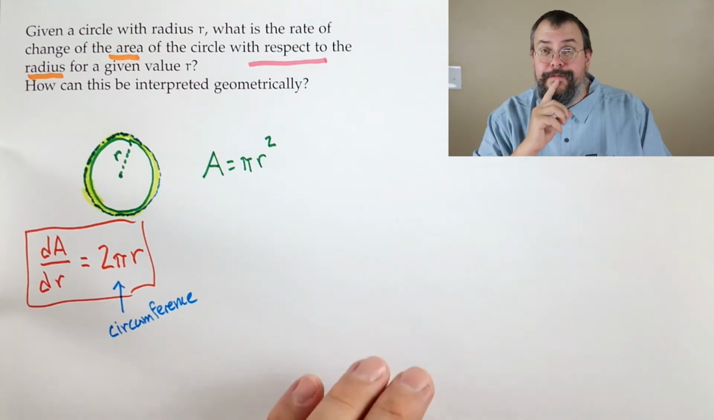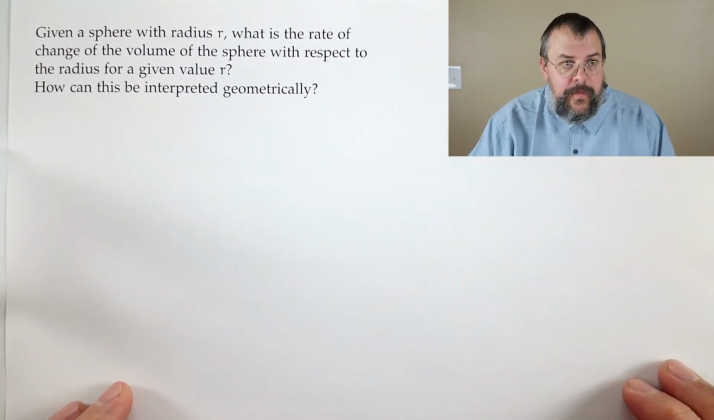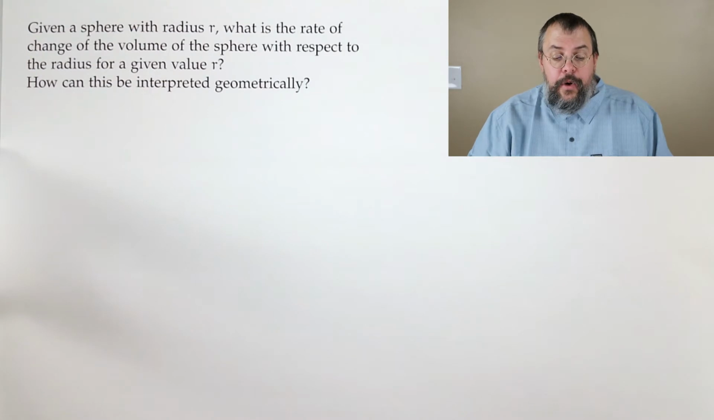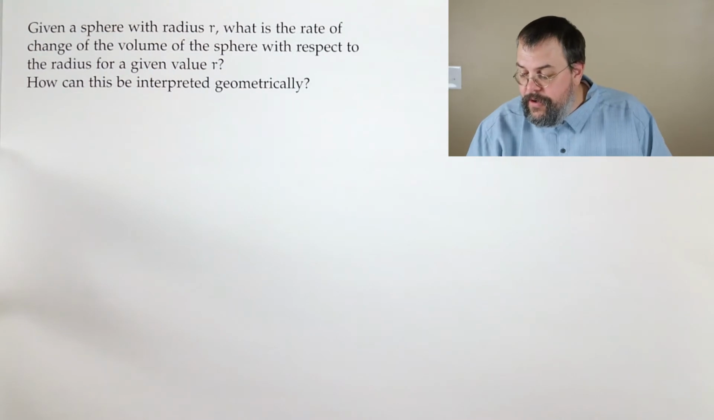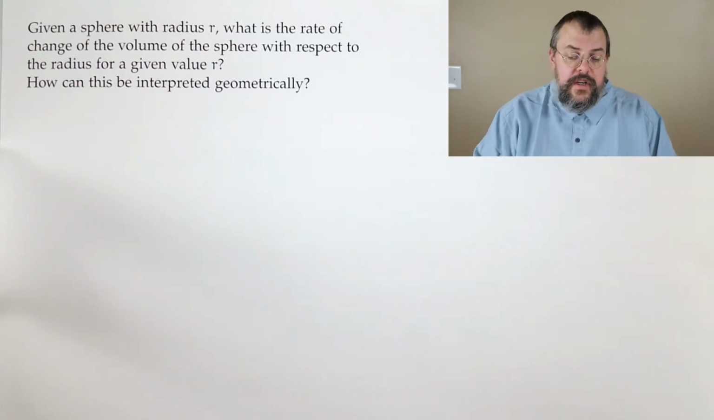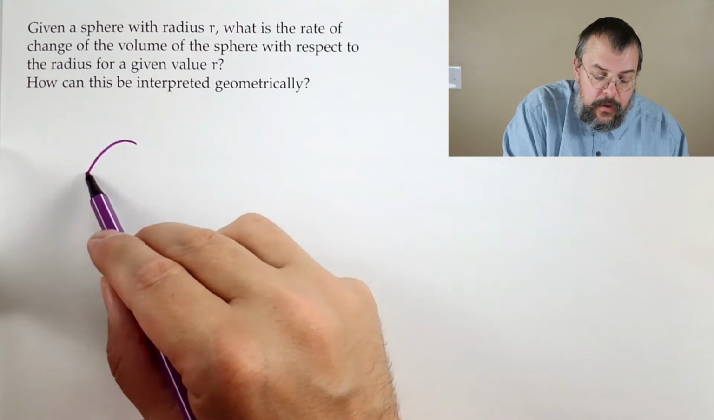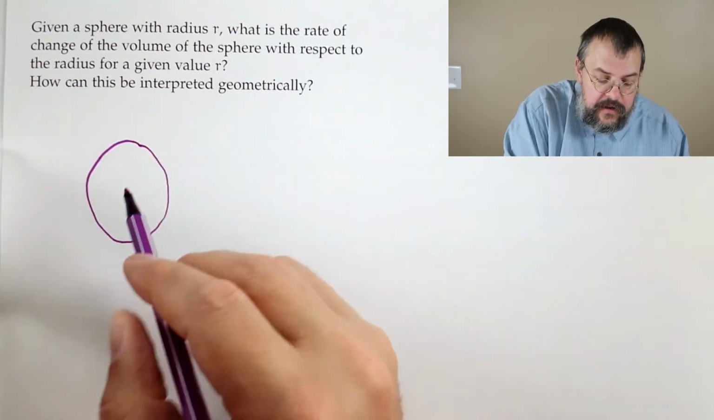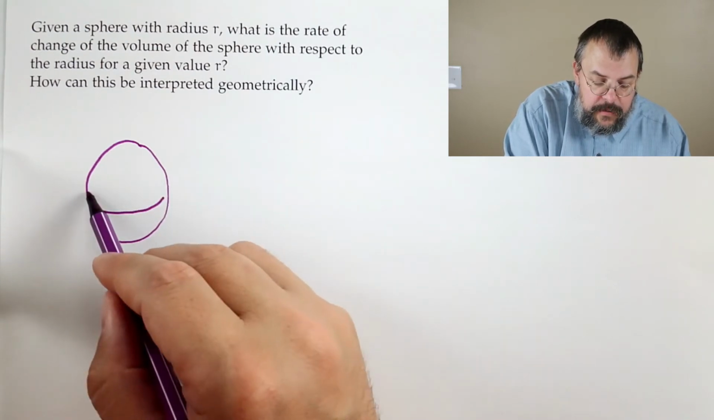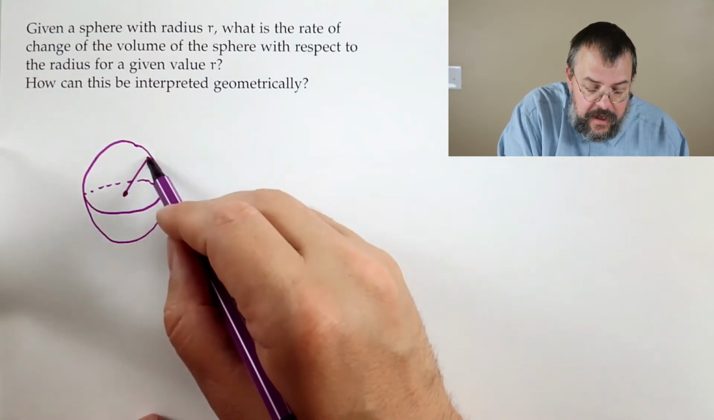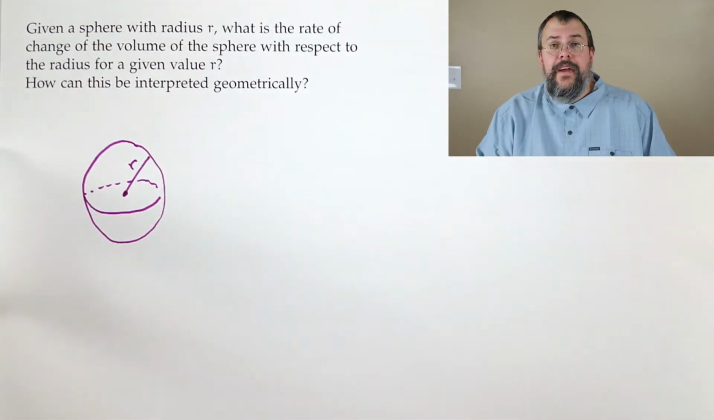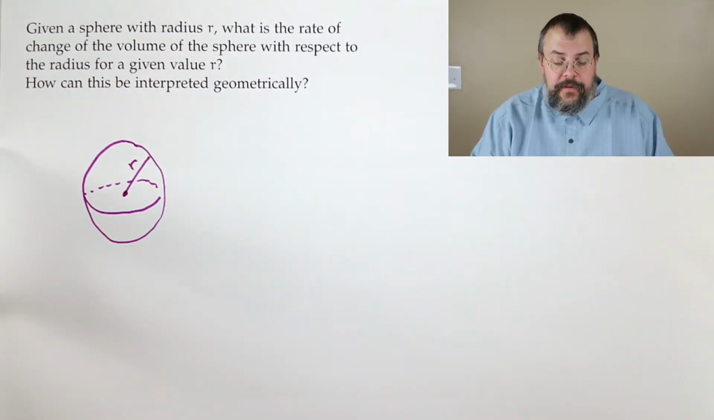Now you're probably thinking, I can see where he's going to go next. You're right. I'm going to talk about a sphere. So we're going to do a similar question. Given a sphere with radius r, what is the rate of change of the volume of the sphere with respect to the radius for a given value of r? Now, very similar question. So again, we can imagine we have our sphere. So let's say this is our sphere, and it's three-dimensional, so we'll give it a little bit of a ring around the center there. And here's our center, out some radius r. All right, so we have our nice three-dimensional sphere.